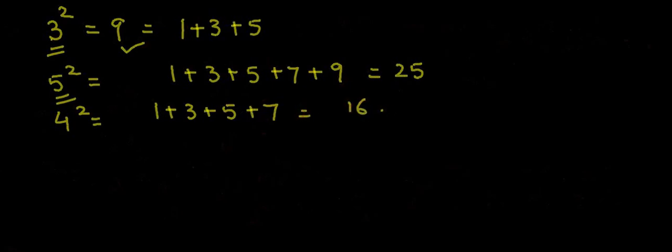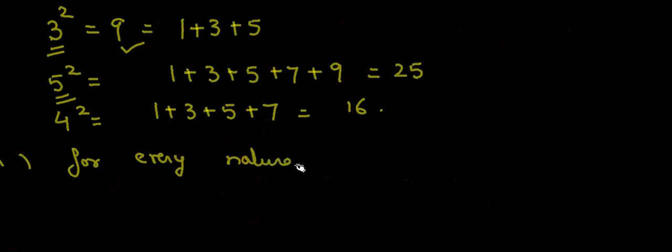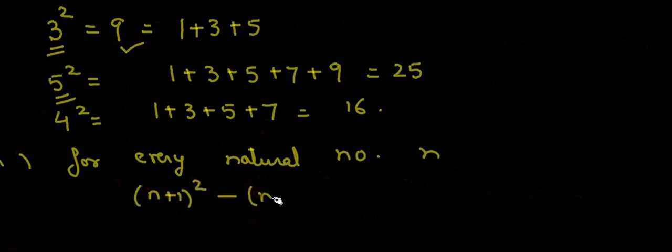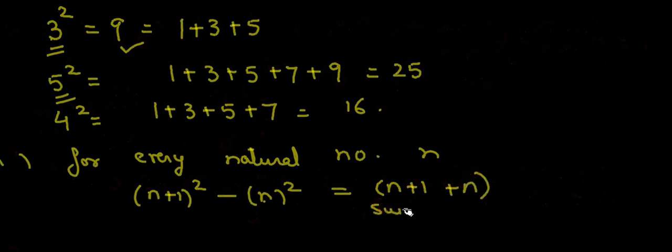Now the next property, for every natural number n, the difference of the square of n plus 1 and n squared is always the sum of these two numbers, that is n plus 1 plus n.